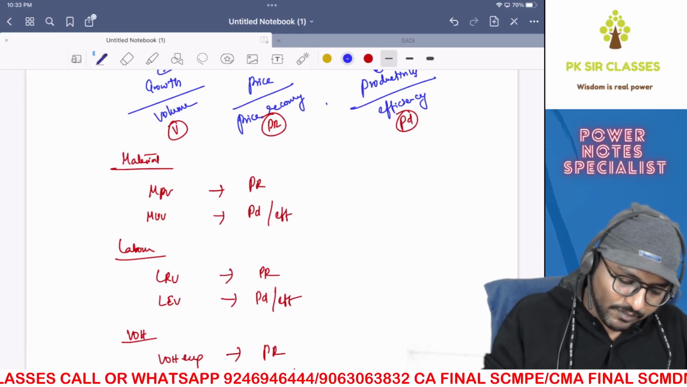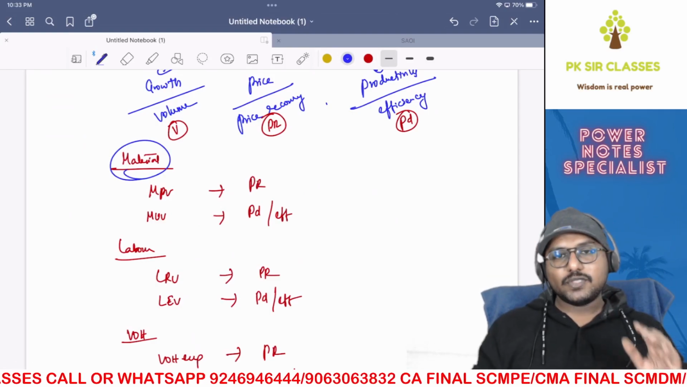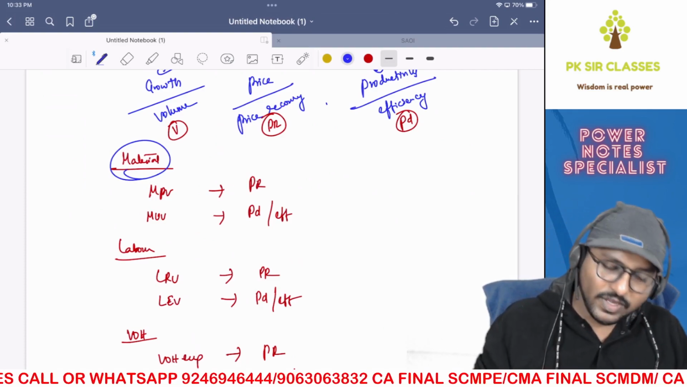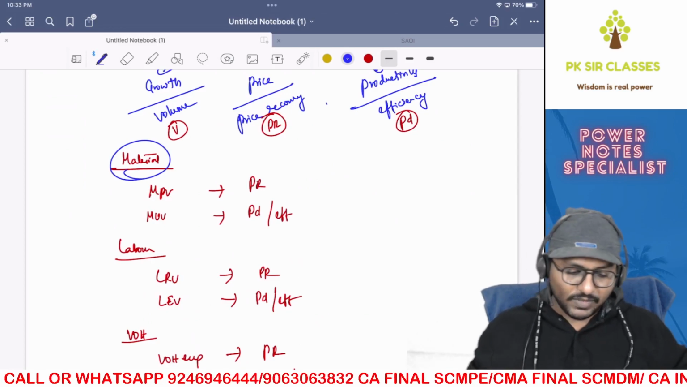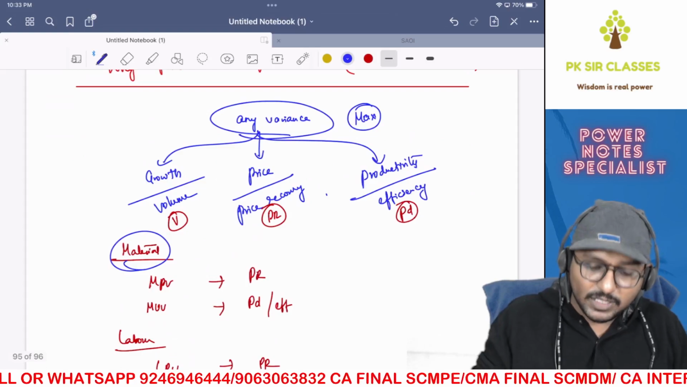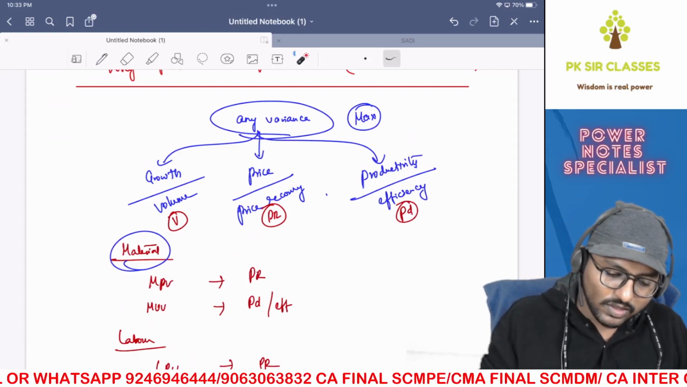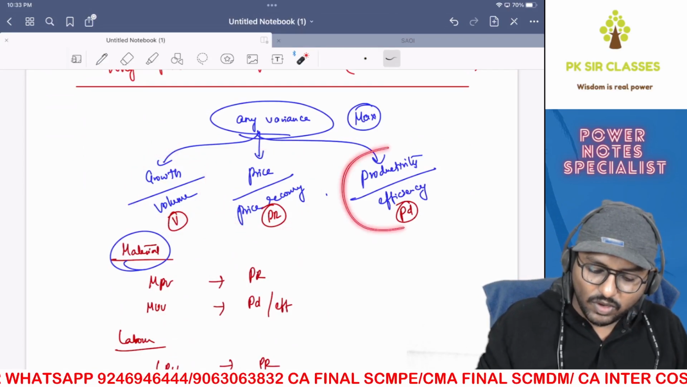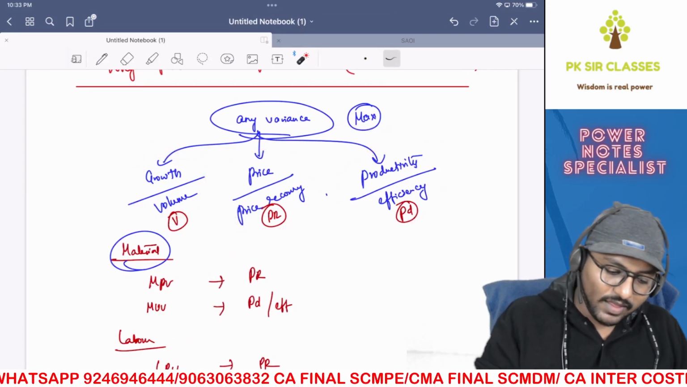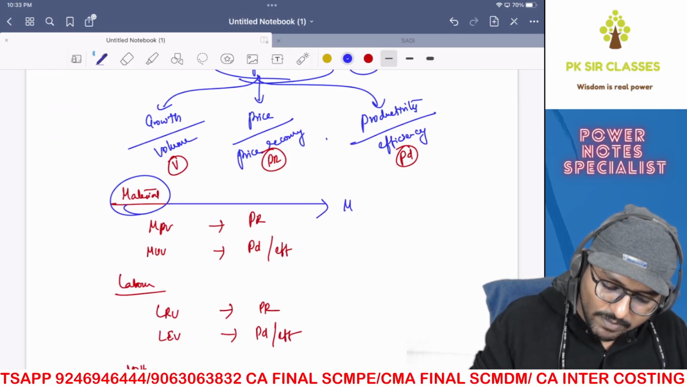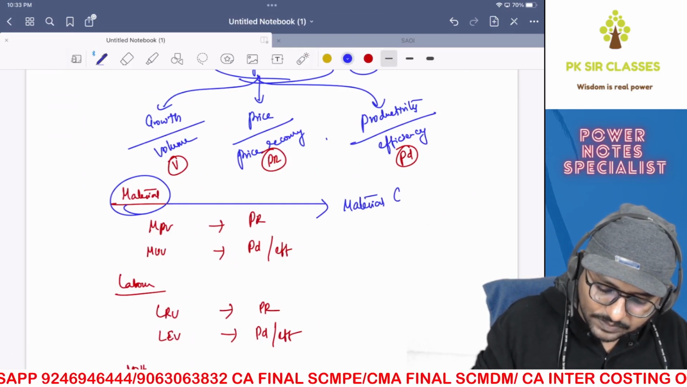What is that? When it comes to material, what we have seen in our normal variances are material price variance and material usage variance, correct? Whereas if you are solving any question from the perspective of these three variances, what are these three variances? Growth, volume, price or price recovery, and productivity or efficiency. Then even for material, there will be something called material growth variance.